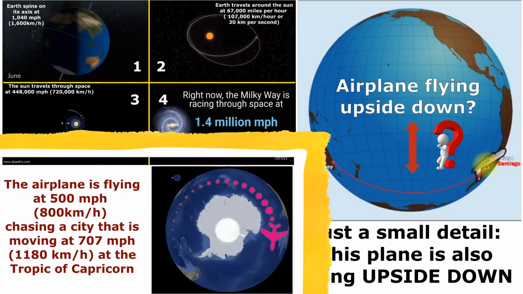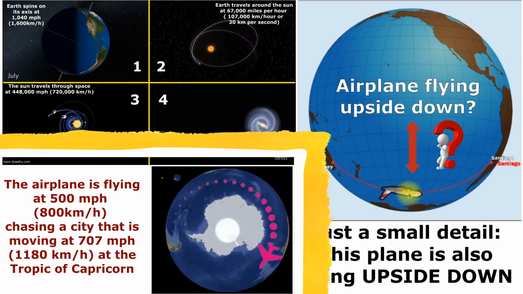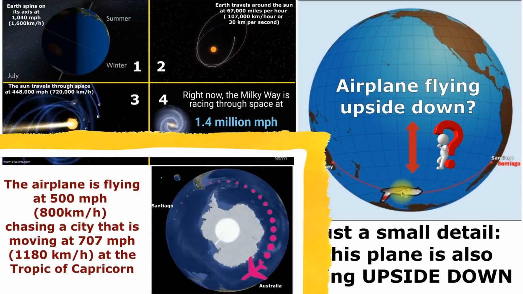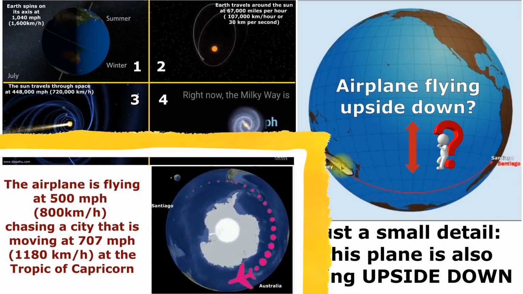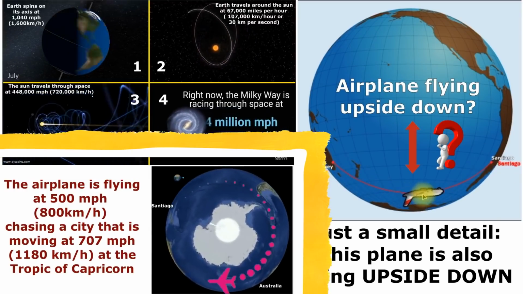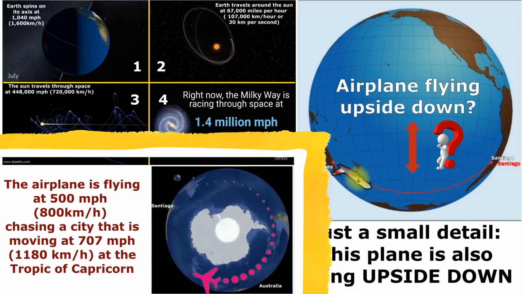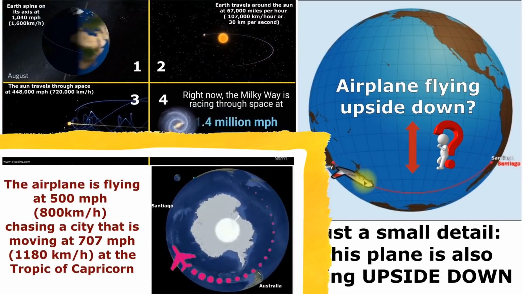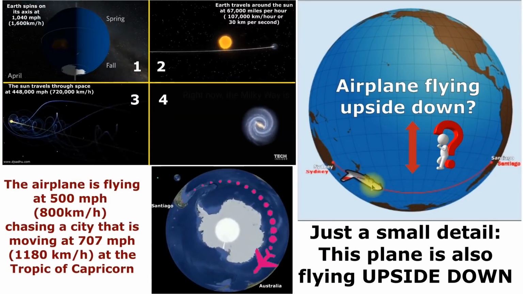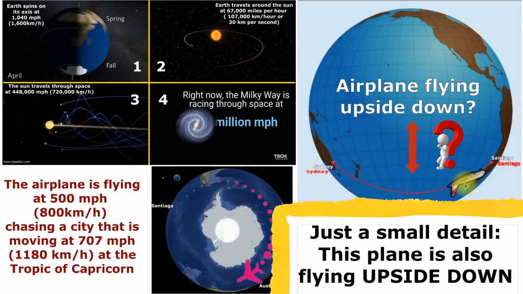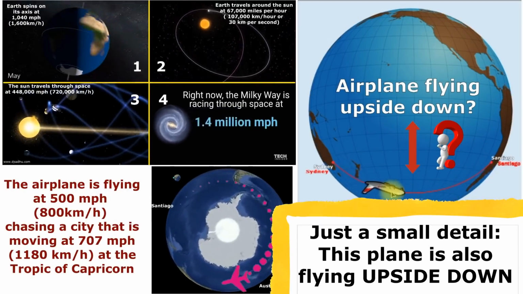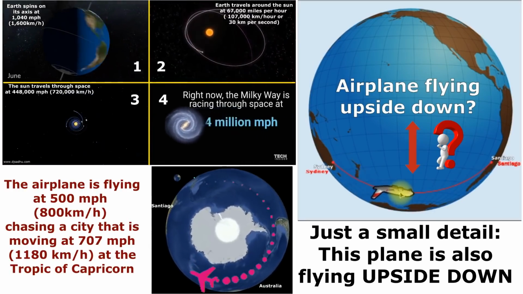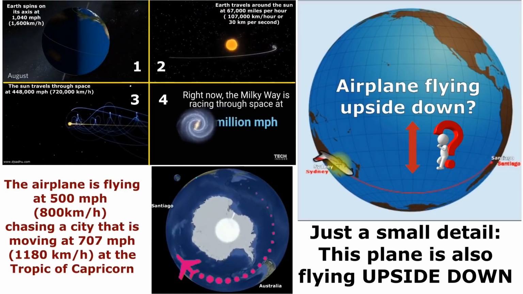Not only that, you need to understand that for this flight to be taking place, the Earth is also rotating and the airplane is chasing the city. For example, when an airplane leaves Sydney at, let's say, 500 miles per hour, but the Earth is rotating at the Tropic of Capricorn at 707 miles per hour, the airplane is actually chasing Santiago. It just doesn't make any sense. And another small detail, this plane is also flying upside down. So all of this put together makes it difficult to believe this is how this flight really takes place.